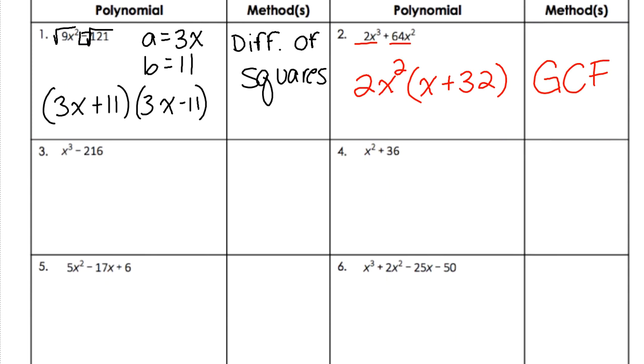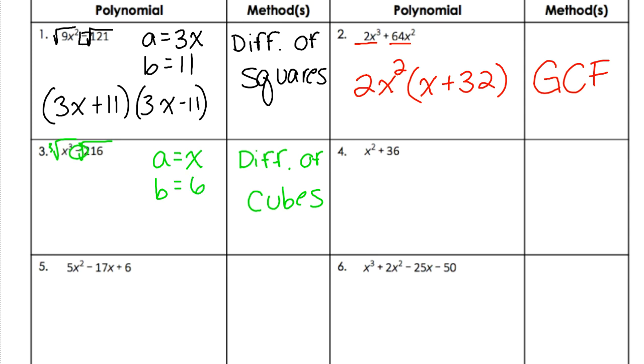Okay. Problem number 3 here. In problem number 3, no GCF, because one is a variable, one is a number. So they're not going to have anything in common there. But I noticed that it's x cubed and 216, and I remember that those are definitely perfect cubes that are being subtracted. So this one is going to be a difference of cubes. So difference of cubes, I'm going to cube root both of them. And that tells me that A is x and B is the cube root of 216, which is 6.